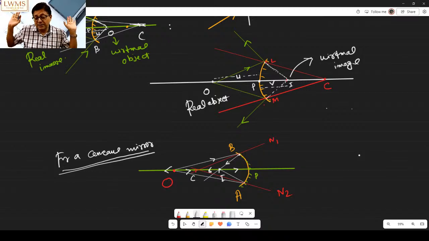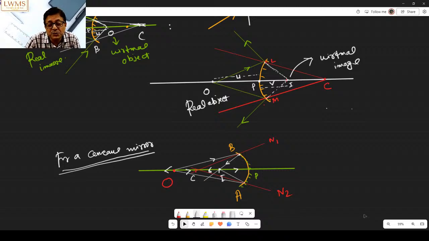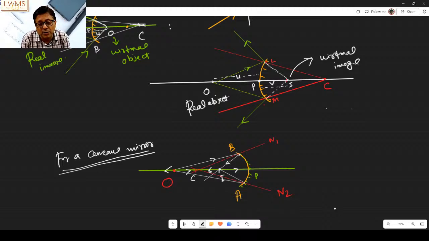So you do two things. If you say that no, I will not take so complicated a thing, I will send one ray towards the principal axis, one ray in an arbitrary direction, where they meet, that is the image. I don't have any problem. Do it. Otherwise, take two rays this manner. And it is very interesting to note that the image is formed on the same side of the object.